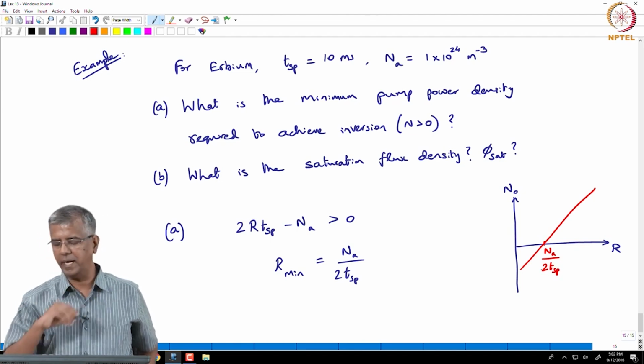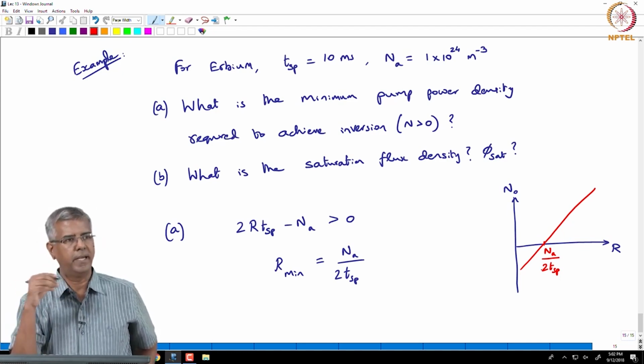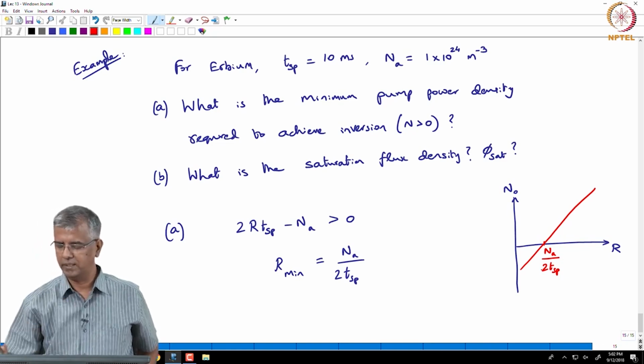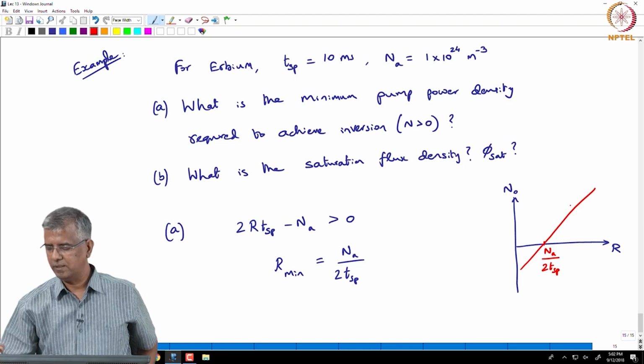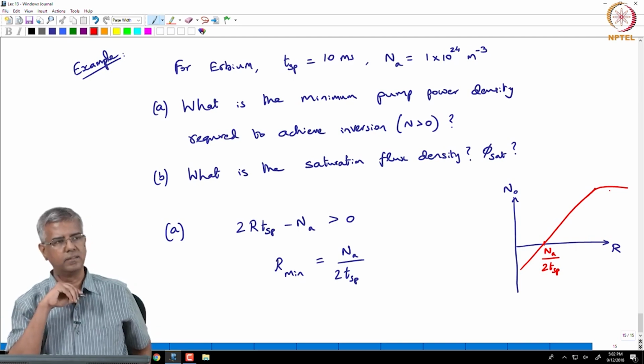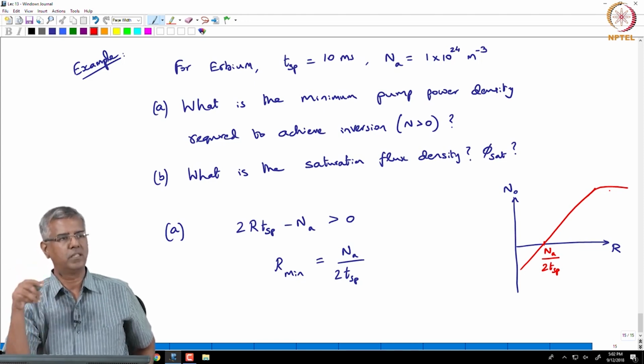And then beyond that you have higher inversion that you can build with higher pump rate, and that does not extend forever. It will saturate at a certain point. Why does it saturate? What is happening beyond a certain pump rate? No more ions in the ground state.